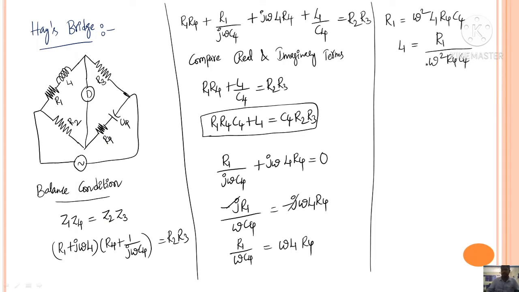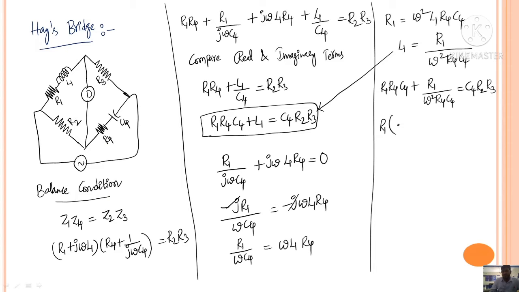Is it right or not? Now substitute this equation here. What you will get? Substituting this equation here, you will get R1, first term as R1 R4 C4 plus, what is L1? L1 is R1 by omega square R4 C4, and it is equal to C4 R2 R3. Now take the resistance R1 as common from both the expressions in the LHS side.